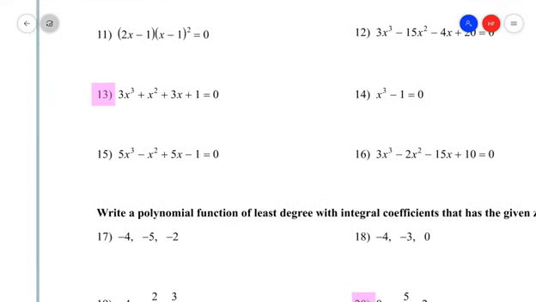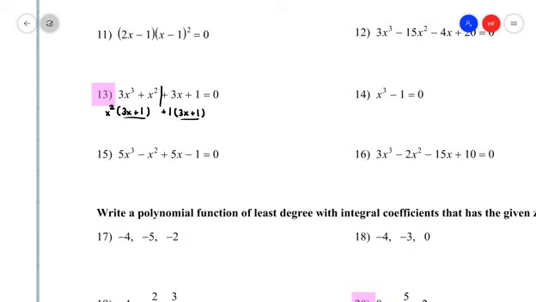And then on number 13, we have 4 terms. And I know that whenever I have 4 terms, what I'm going to do is split the problem in half and try to factor both sides. On the left side, I have an x squared in common, which would leave me with 3x plus 1. And on the right side, I don't see anything in common, 3x and 1. So what I can take out is a positive 1 and just leave it the same.